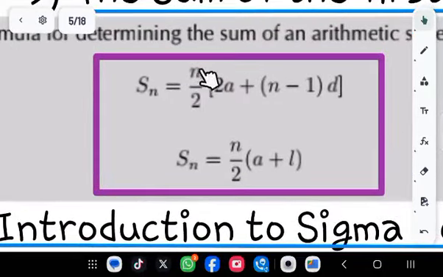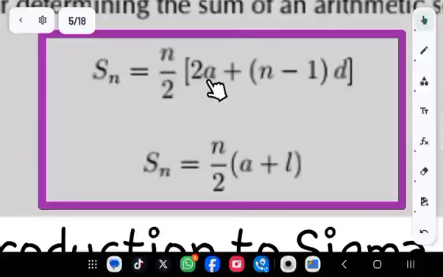The first one is Sn equals n over 2 in bracket 2a plus in bracket n minus 1 times d, and then close bracket. This is almost identical to the general term. Remember, instead of a, it's 2a, and then you've got n over 2 in front of it.